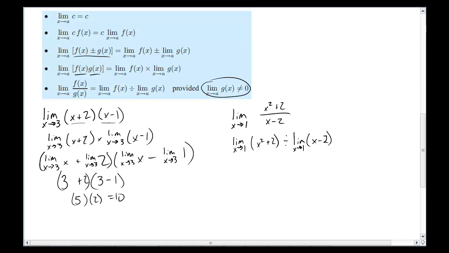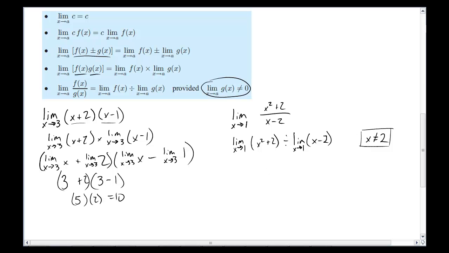But remember, that only works if the limit as x approaches a of g of x is not 0, which means that x cannot be 2. Because if x was 2, 2 minus 2 would be 0, and the limit would be 0. So we want to make sure to make that point over here on the side.